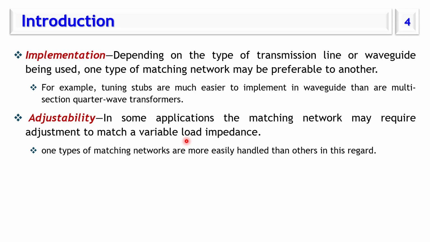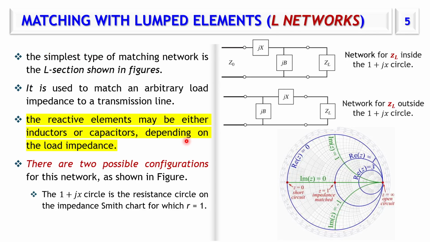So now, after this introduction about the usefulness and the factors to describe the quality of a matching network, we'll start to talk about a number of topologies for matching networks. We're going to start with the simplest one, which is a lumped element matching network. It's called the L network.